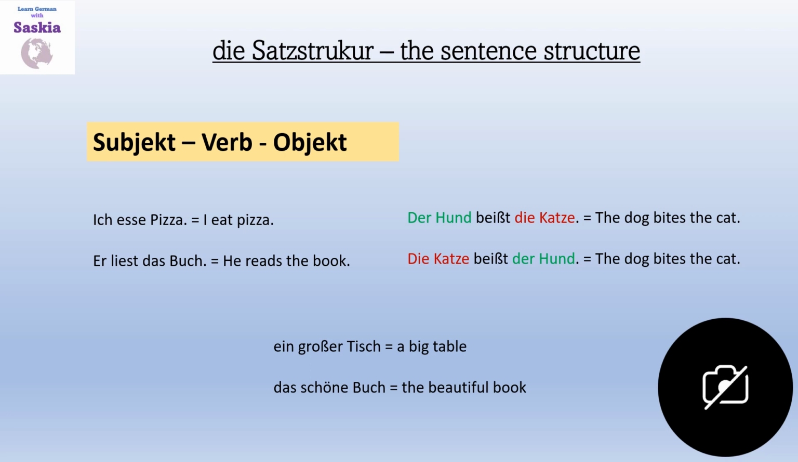Let's have a look at the modifiers, such as adjectives and adverbs. They play a crucial role in sentence structure for making your sentences more lively and talking more fluently in general. So adjectives are placed before the noun they describe, so between the article and the noun, directly in front of the noun, just like in English.